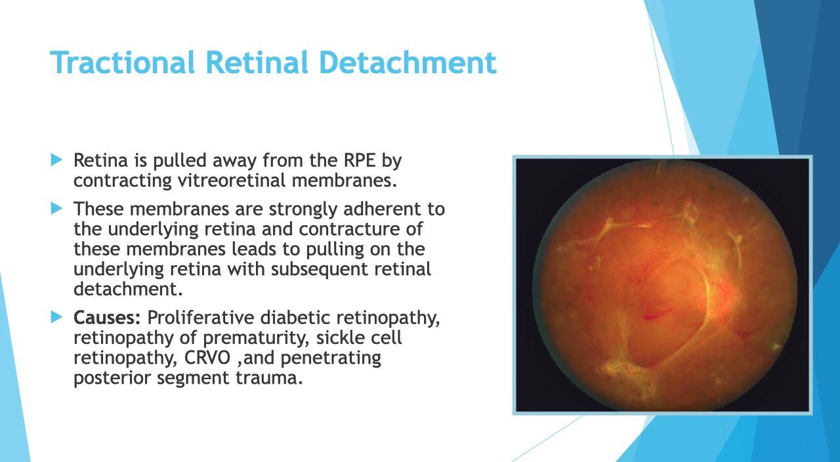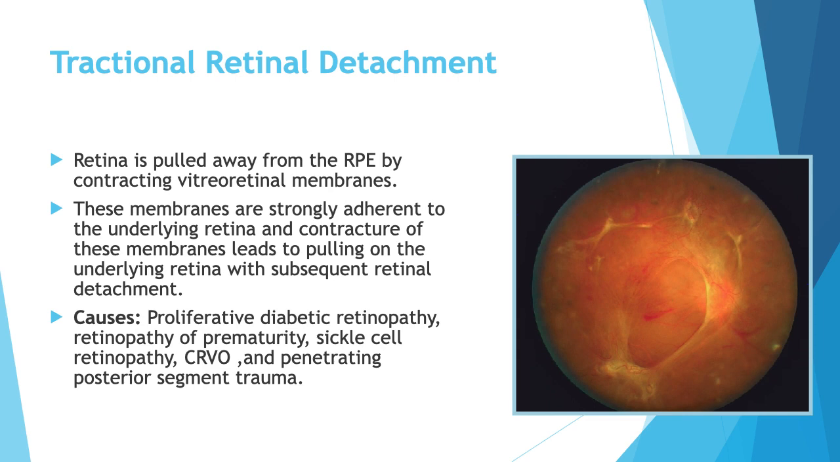Tractional retinal detachment means something is pulling on the retina from the surface. So the retina is pulled away from the RPE by contracting vitreous membranes like this. This is proliferative diabetic retinopathy, advanced stage of diabetic retinopathy, where a lot of membranes, a lot of fibrous tissue happens because of the bleeding and long-standing diabetes, which can cause traction on the surface of the retina, leading to what we call tractional retinal detachment. And the most common cause, as we said, proliferative diabetic retinopathy, other retinopathies like sickle cell retinopathy.